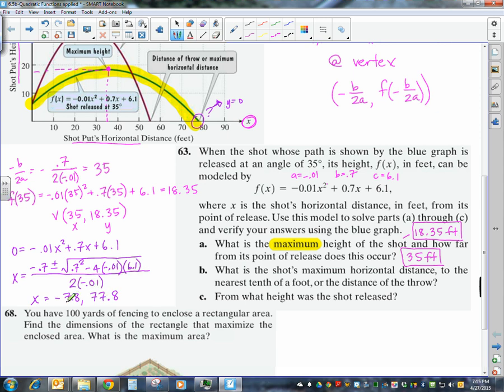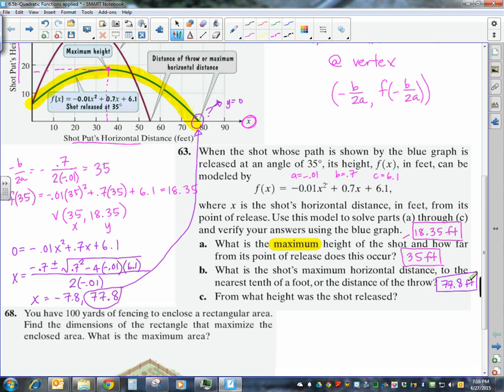Does it make sense to have a negative 7.8? It does not. So see how that matches on my graph. Does that number match? And it does. That's close to 80, but not quite. So the maximum horizontal distance is 77.8 feet.